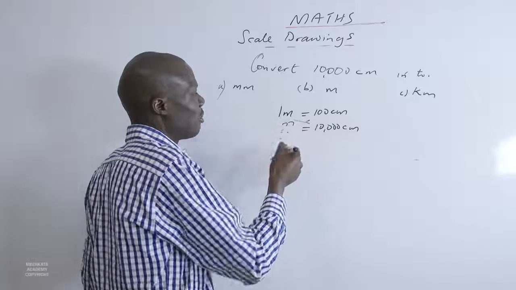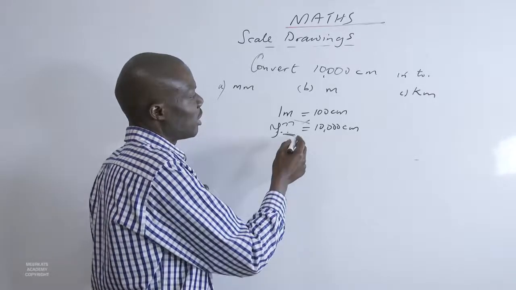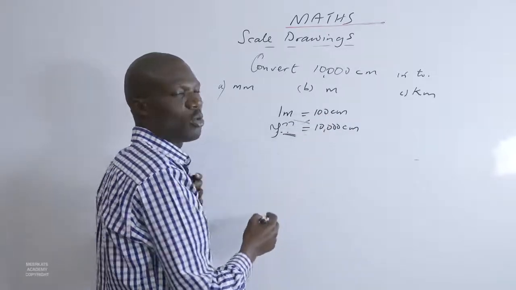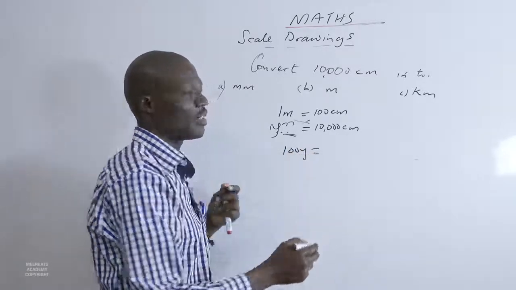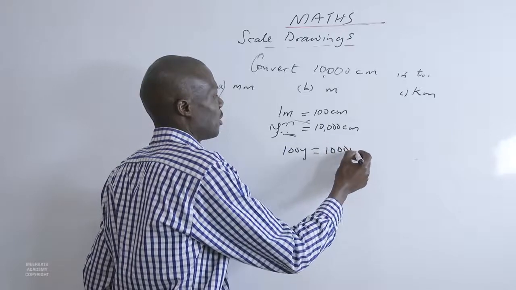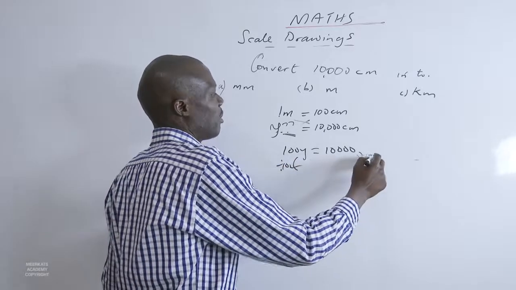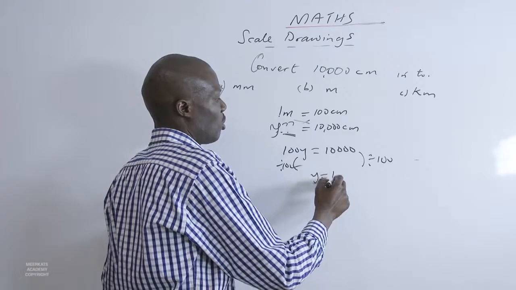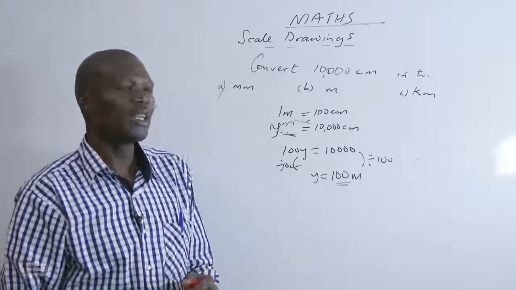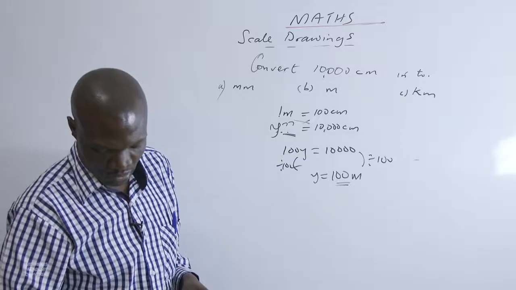If we are doing it like this, there's something we call cross multiplication. Such that we find that to get the value here, which in this case I'll call y, we shall say this: y times 100, that is 100y, is equal to 10,000 times 1, which is 10,000. So to get y, which is in meters, we divide by 100, divide by 100, you get y is equal to 100 meters. Therefore, 10,000 centimeters is equivalent to 100 meters.